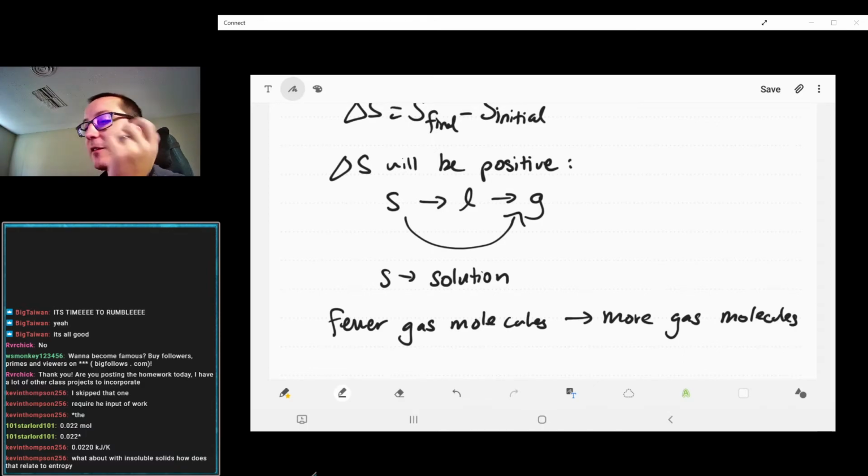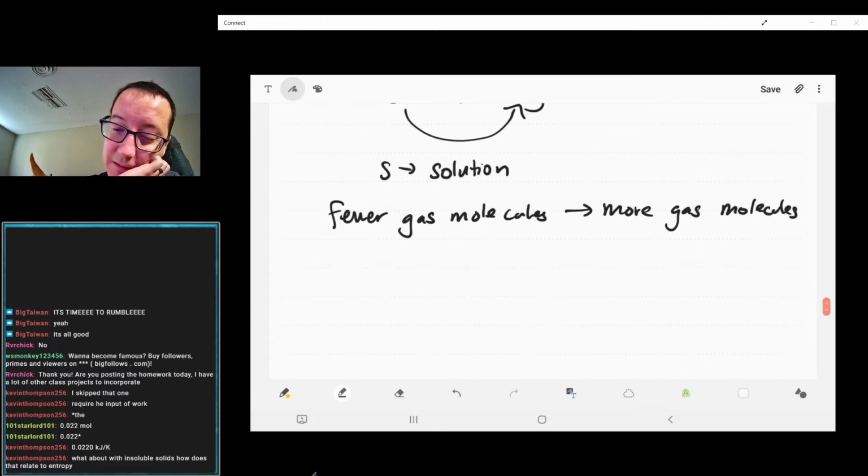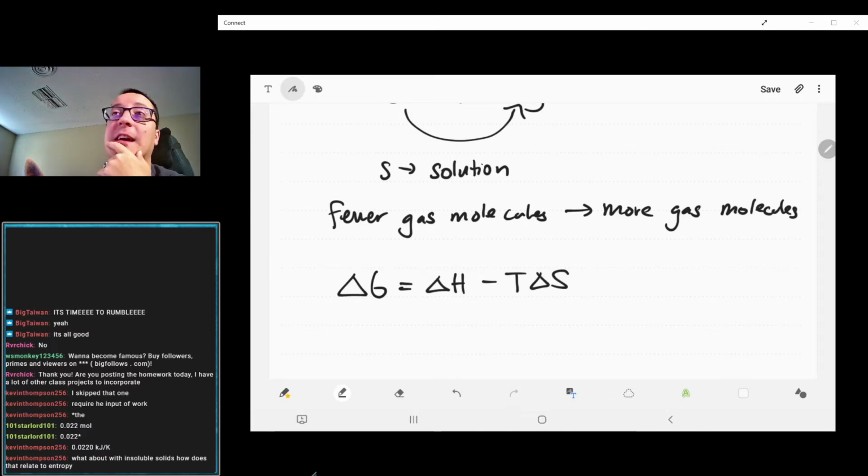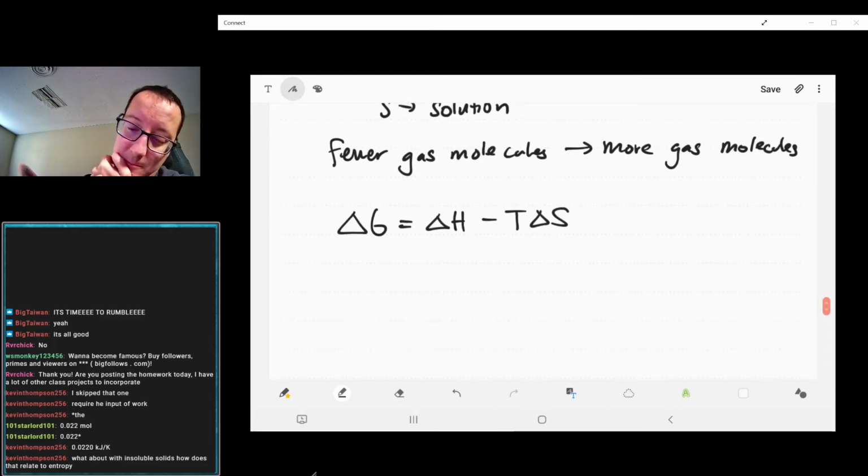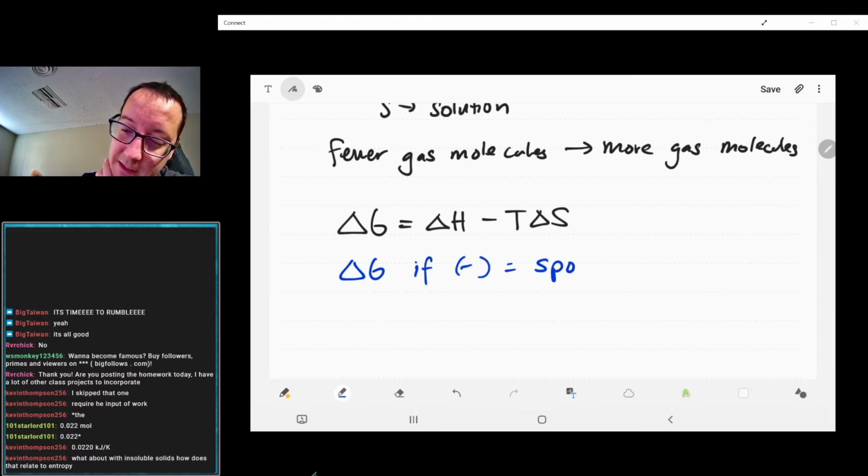We're going to see later. I'll just introduce you to this early. This is the ultimate equation for telling us if something will happen spontaneously or not. And so we're going to see that delta G, again, I'm going ahead of what I wanted to, but it fits the question. If negative, it will be spontaneous. Delta G greater than zero will be non-spontaneous.